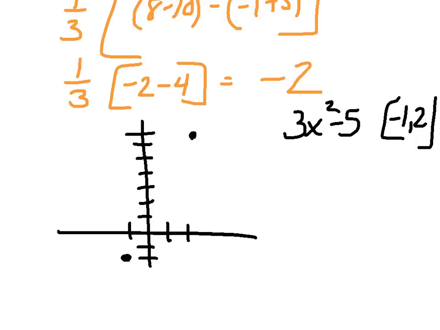I'm going to plug a few more numbers in. At 1, I'm at -2 again. At 0, I believe I'm at -5. And I'm just going to connect those, not going past the endpoints, of course.